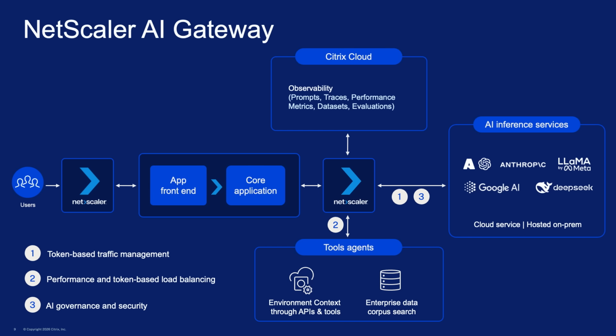The first use case is for token-based traffic management, which focuses on one of the most practical challenges organizations face as they scale AI: cost control and fair usage. Now, with LLMs, cost and performance are directly tied to token consumption. The more tokens processed, the more compute is used, and the higher the cost. Without guardrails, a small number of users or applications can unintentionally consume a disproportionate share of tokens, driving up costs and degrading experience for everyone else.